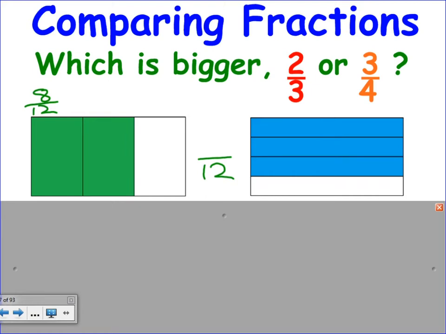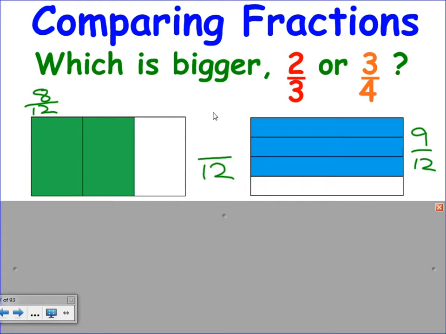Let's do the same for 3 over 4. What have I done to get from the 4 to the 12? What have I multiplied it by? 3. So if I've multiplied the bottom by 3 to get my 12, what do I have to multiply the top by? So it is 9. So 3/4 is 9 over 12. 2/3 is 8 over 12.